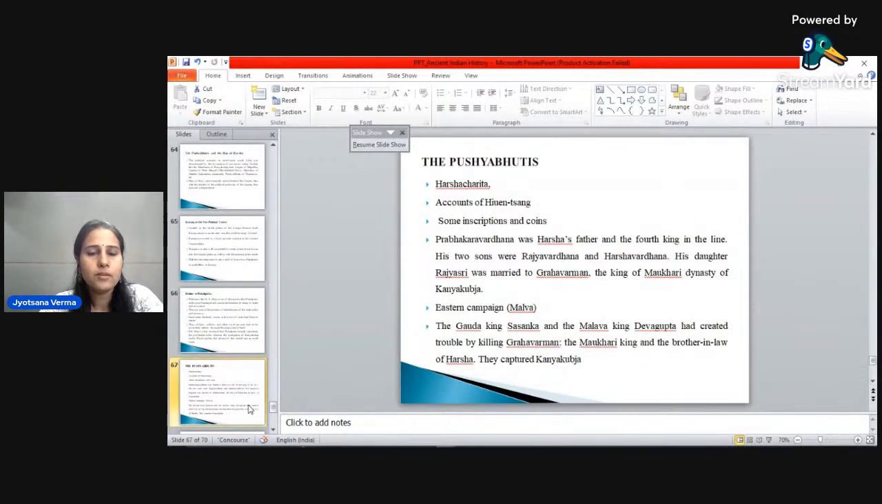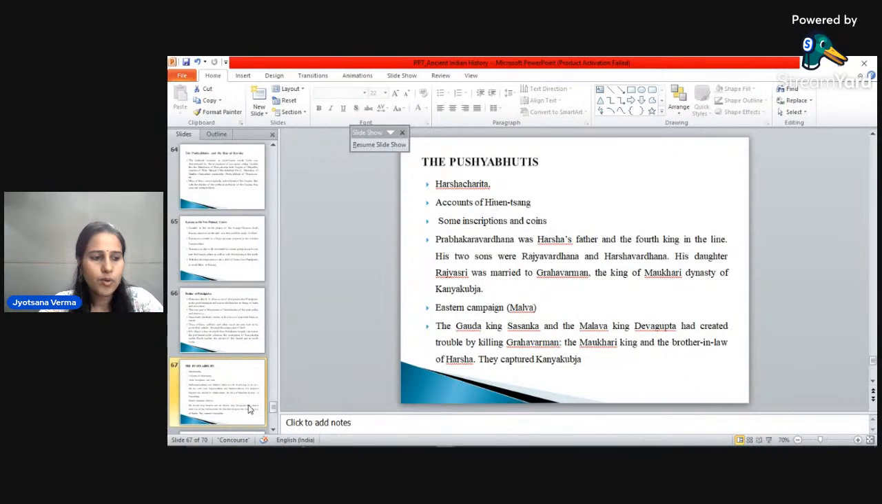For the Pushyabhuti dynasty, the main sources of this period are the Harshacharita, the account of Hiuen Tsang, and some inscriptions and coins. In this dynasty, the first ruler was Prabhakaravardhana, the father of Harshavardhana. His two sons were Rajyavardhana and Harshavardhana, and his daughter Rajyashri was married to Grahavarman, king of the Maukhari dynasty of Kanyakubja.